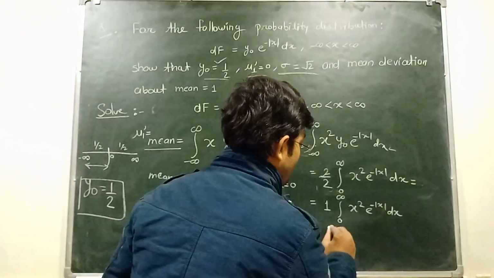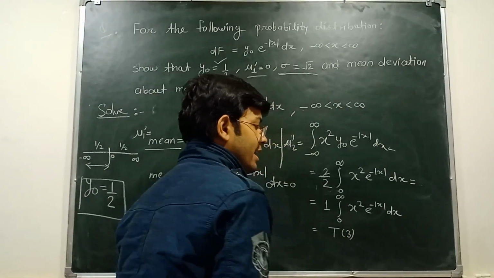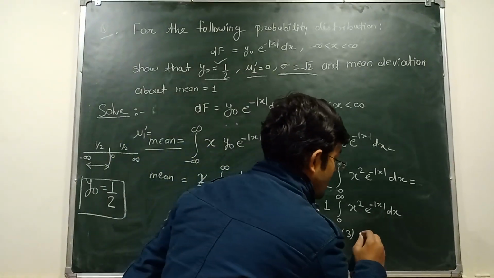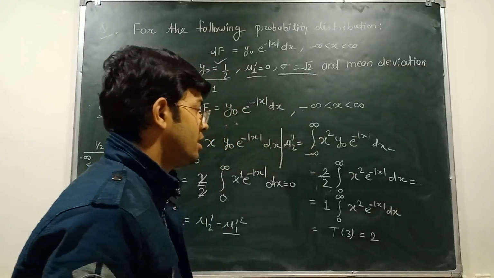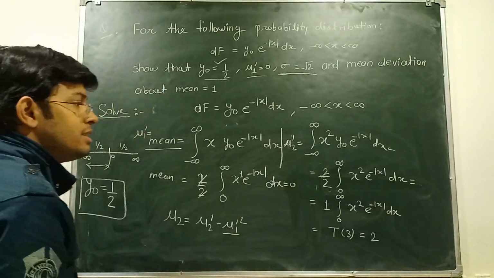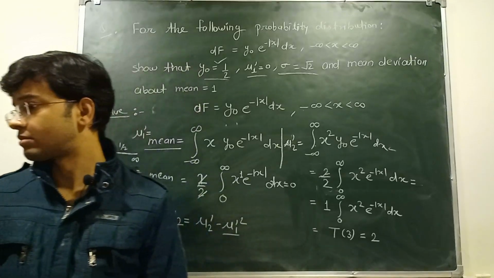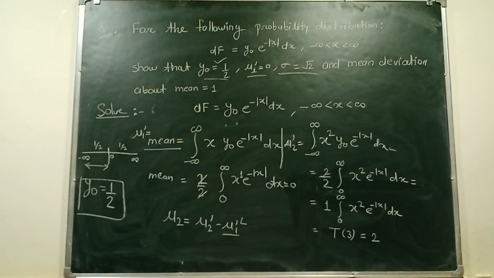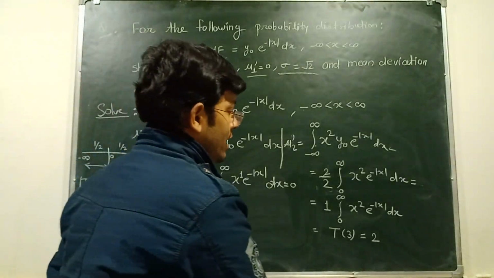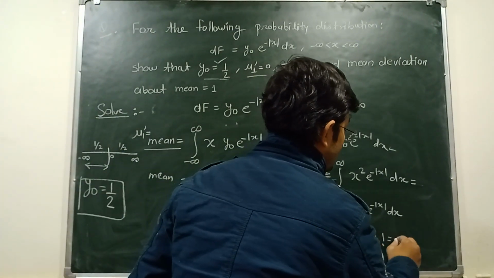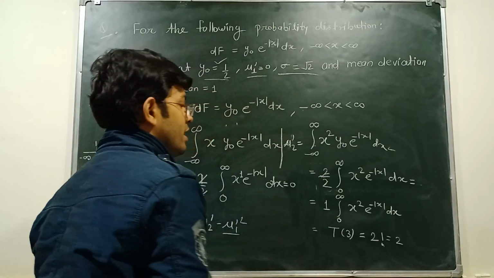So the value of the gamma function, here we can write gamma 3, then this value would be 2. So mu2 dash is equal to 2. So our value is mu2 dash, and mu2 dash is equal to 2.